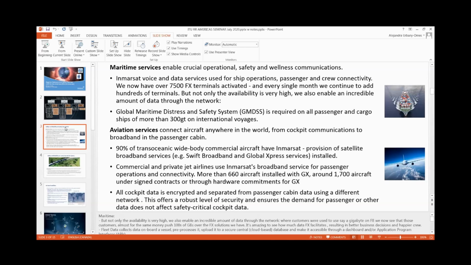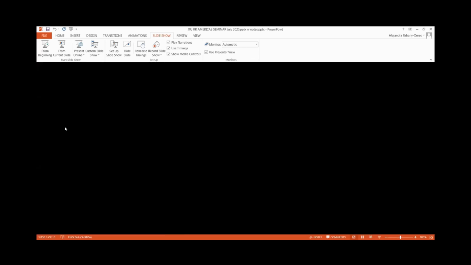Commercial and private jet airlines are also using Inmarsat broadband services for passenger connectivity and much more. I would like to indicate that, of course, with the situation of the COVID virus, the airline business has decreased in certain areas, but recently there are a few airlines that are precisely installing the terminals for Global Express. And maritime service, on the other hand, has increased tremendously.